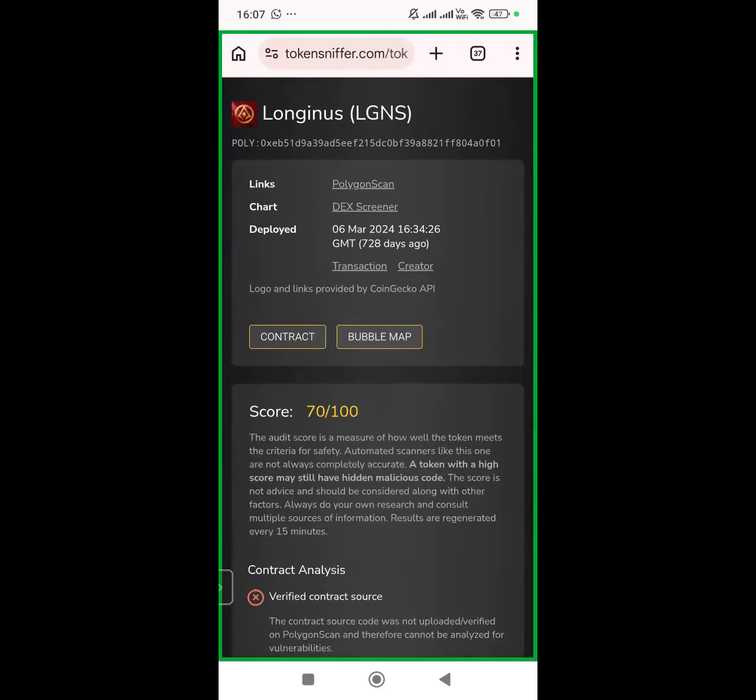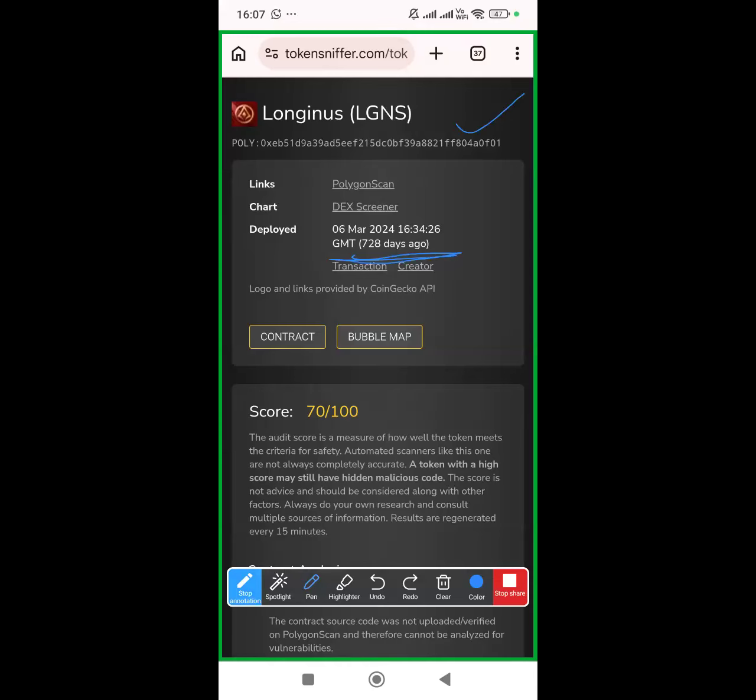If you see here, my brother, the contract address of LGNS, 728 days ago it is deployed, but still the score is 70 by 100, not 100 by 100. Has the White Eagle have? Because the White Eagle have proved himself 100% reality, transparency, and he opened everything in front of everybody. You go and check, and you satisfy, come back.